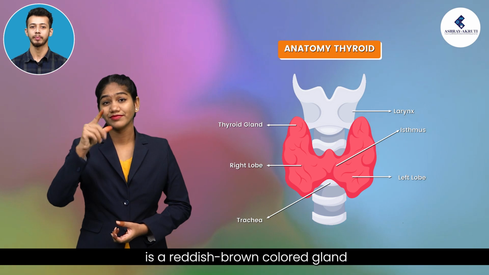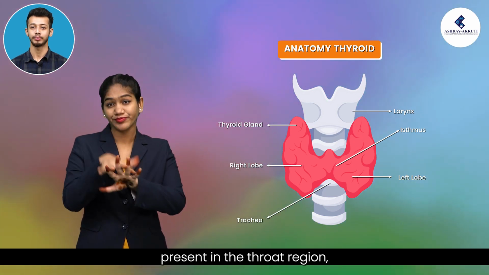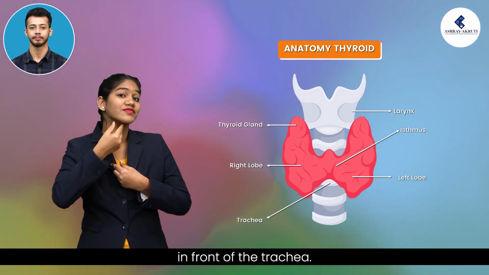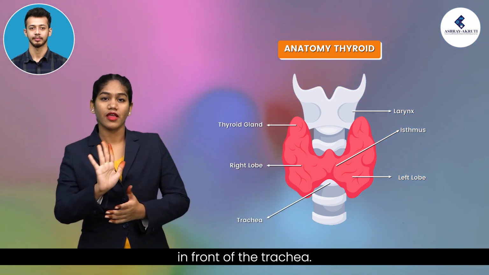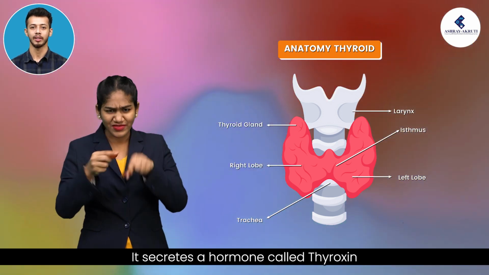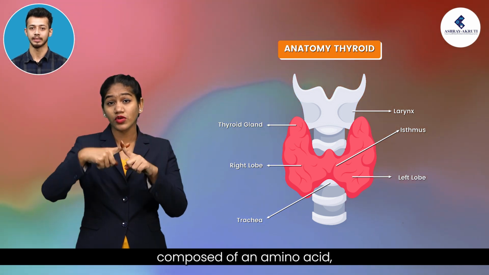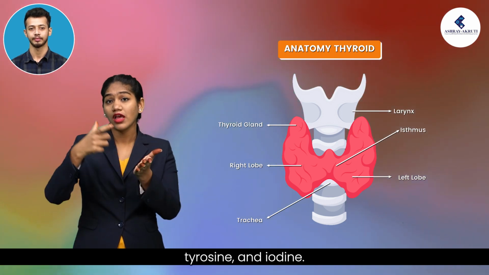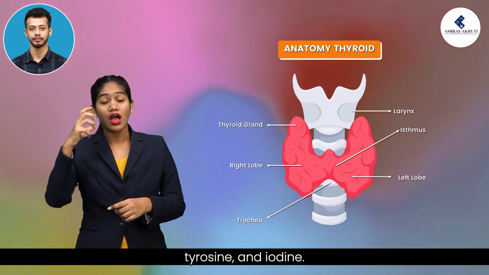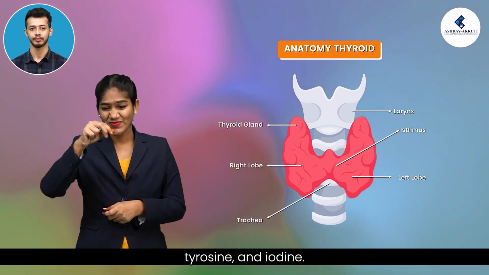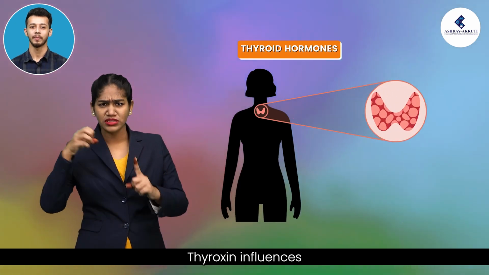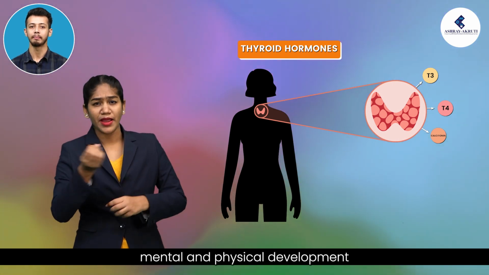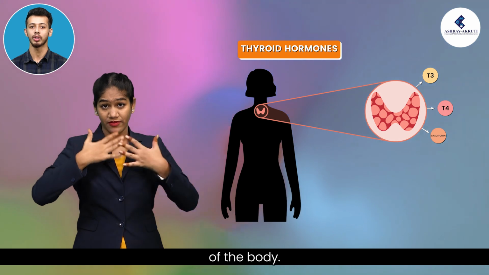Thyroid gland is a reddish brown colored gland present in the throat region, below the pharynx, in front of the trachea. It secretes a hormone called thyroxine, composed of an amino acid, tyrosine, and iodine. Thyroxine influences the rate of metabolism, increases the heat, and promotes the mental and physical development of the body.